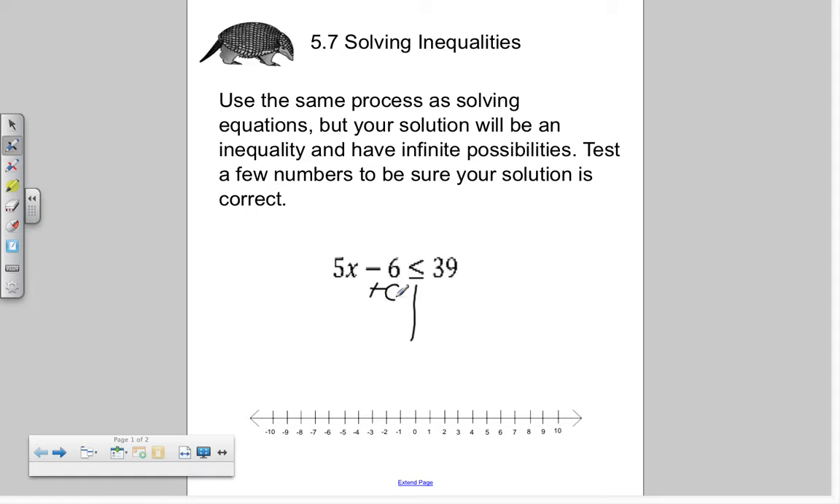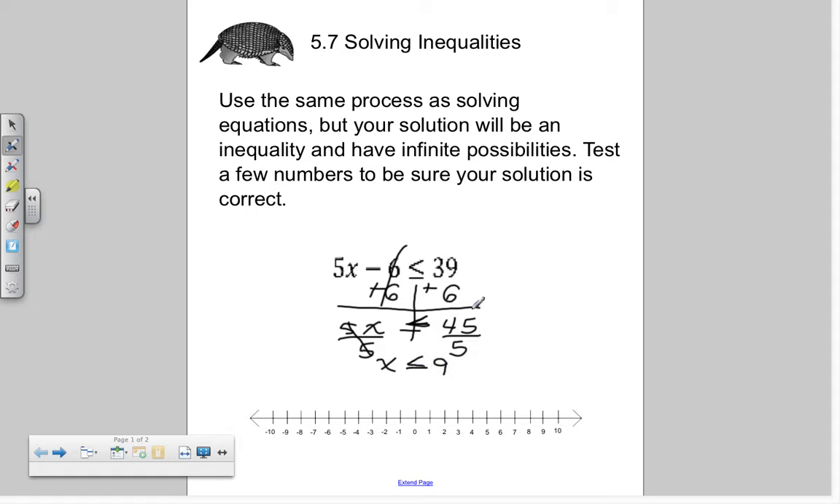I'm going to add 6 to both sides because I do the opposite of PEMDAS. This cancels, and I get 5x equals 39 plus 6 gives me 45. But it's not equals. I make the mistake that a lot of people do. It should be less than or equal to, carry the sign down. And now I'm going to divide by 5 on both sides to undo the multiplication. 5's cancel. And my final solution is x is less than or equal to 9.